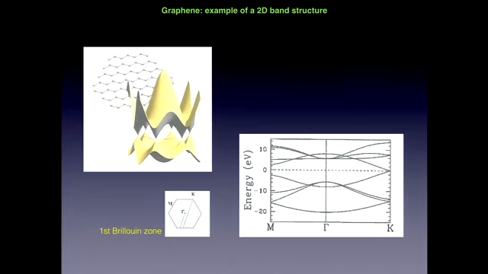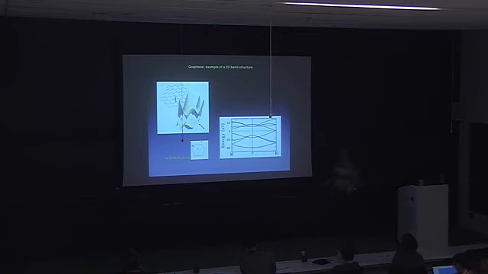And for all practical purposes, you can forget about these bands and those bands because they are just either filled or empty. And there is no possibility of changing that occupancy because the energy that you would have to supply corresponds to tens of thousands of Kelvin. And by then, the whole graphene would melt. So often, it's enough to just consider the situation of very close to the Fermi level. Any questions? Yes?